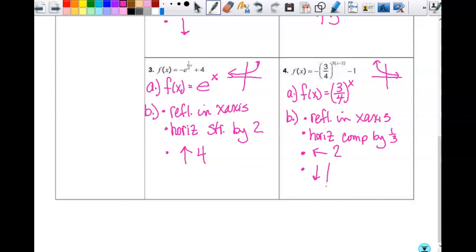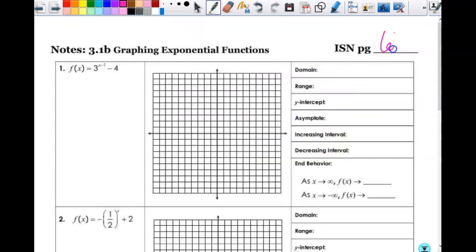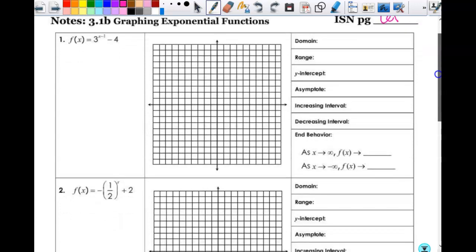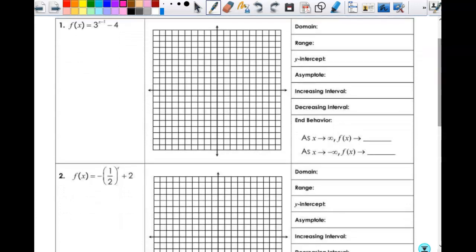All right, so if we can do this, we can graph them. So let's grab that other piece of paper and let's graph. This is going on 61. We're going to start with a really easy one. So the first thing we're going to do every single time is identify the parent function. F of x equals 3 to the x. That is exponential growth. Then we draw our little thing right here.